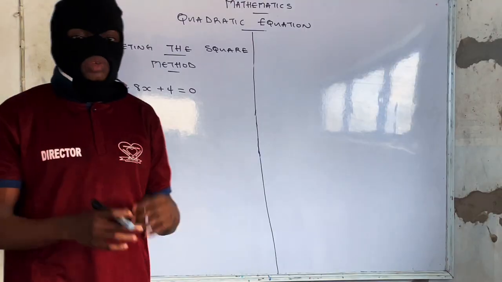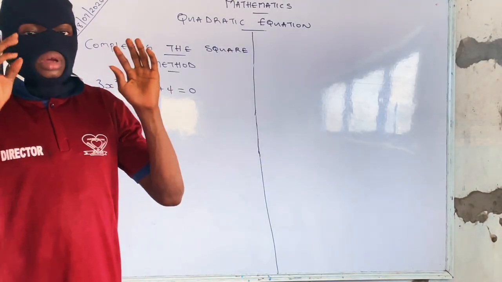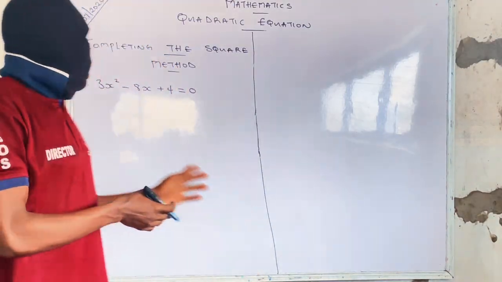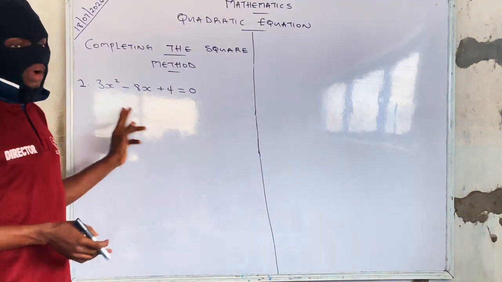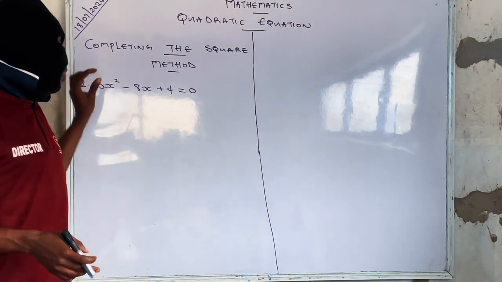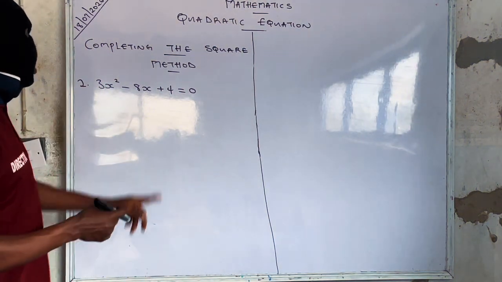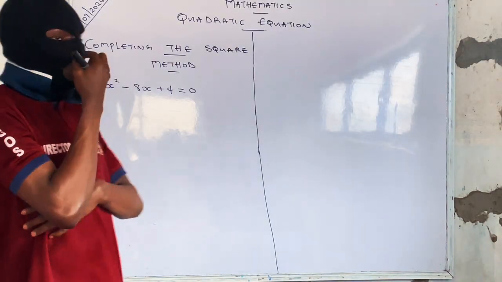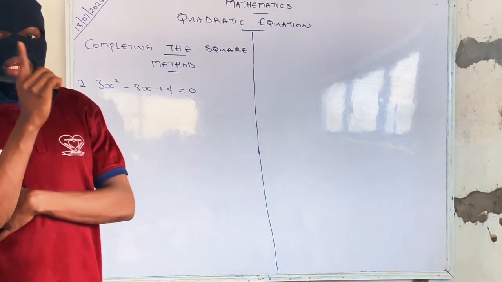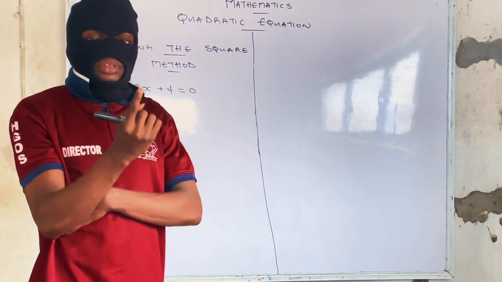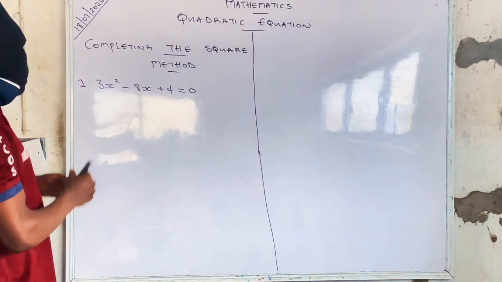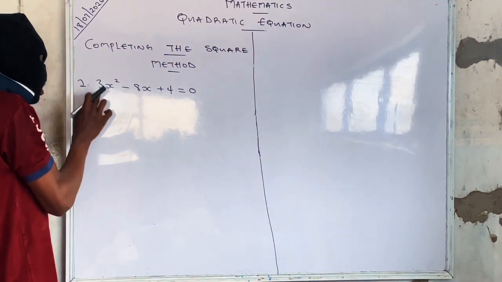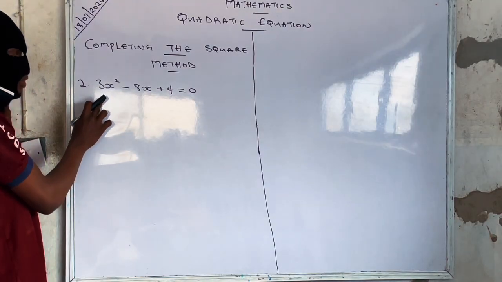You can see that this question is different from the first question. In the first question, the coefficient of x squared is 1, but in this question, the coefficient of x squared is 3. Now the first thing you are going to do, since we are using the completing the square method, is divide all through by the coefficient of x squared, so that we eliminate this coefficient of x squared here.